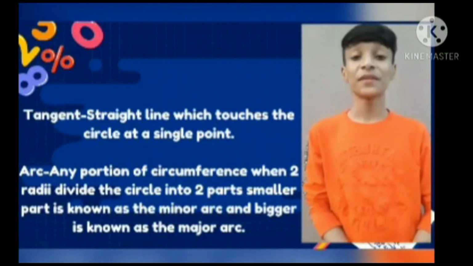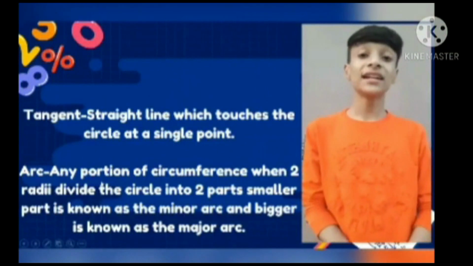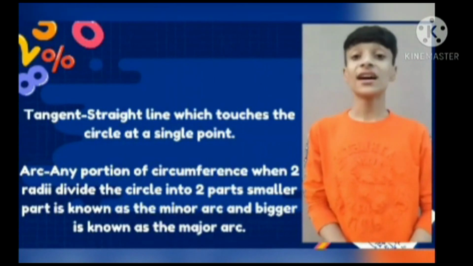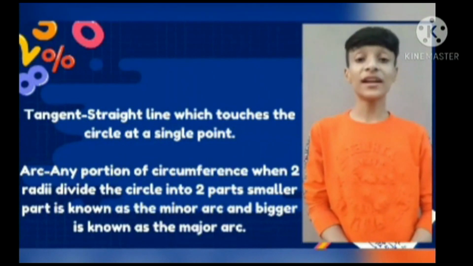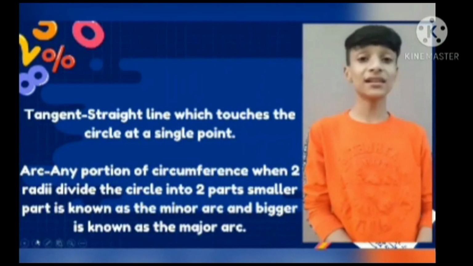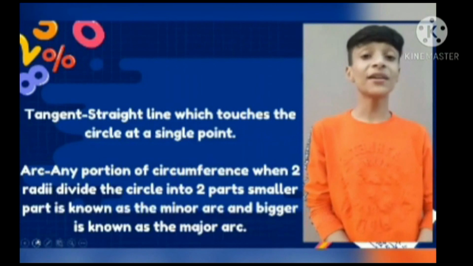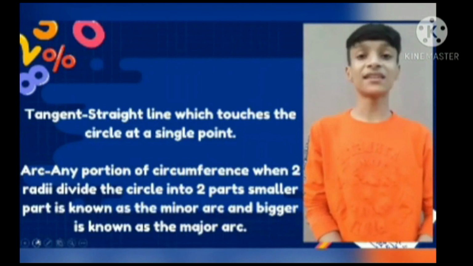So here we go. Tangent. A straight line which touches the circle at a single point is known as a tangent. Arc. An arc is any portion of the circumference when two radii divide the circle into two parts. The smaller part is known as the minor arc. The bigger part is known as the major arc.